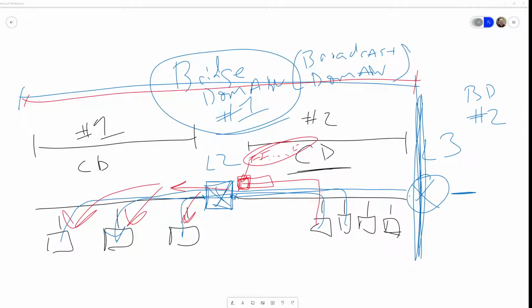Okay? So just like collisions do not go past the layer 2 interfaces of a bridge or switch. I'll start using the word switch because a bridge and a switch are very much alike. Just like a collision does not go past a layer 2 device, a broadcast does not go past a layer 3 device's interface. Okay?